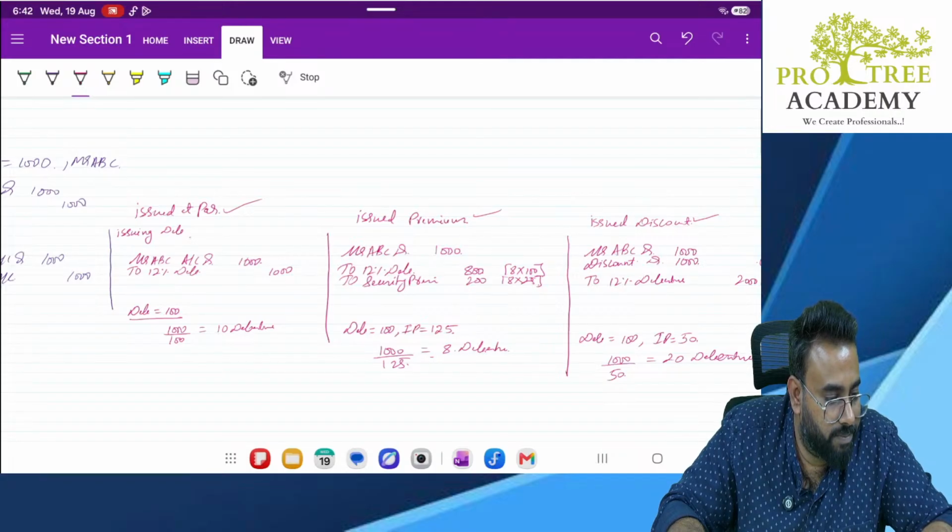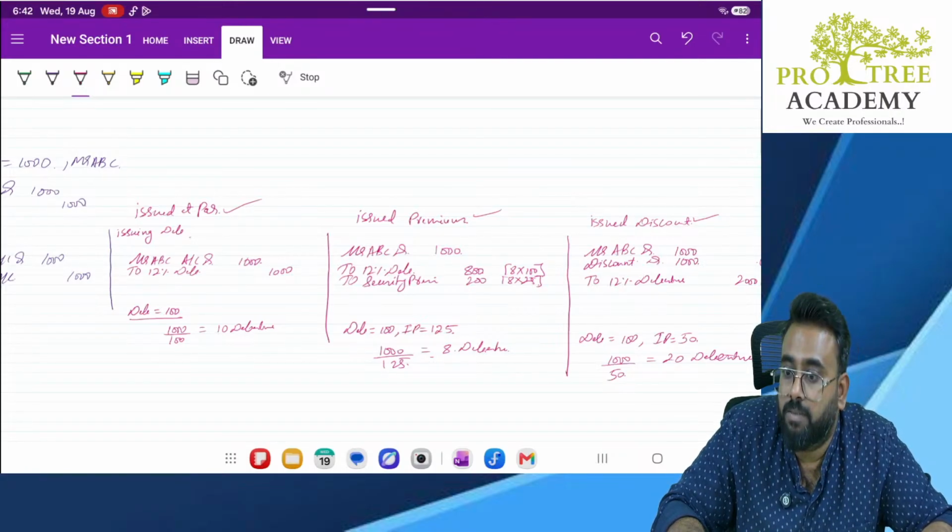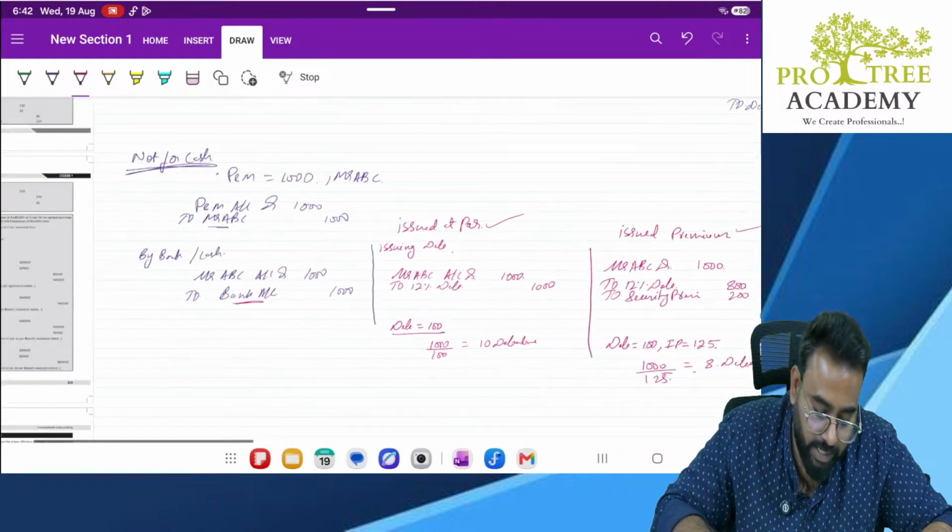We'll solve an illustration. Illustration number 12. Take out the book.